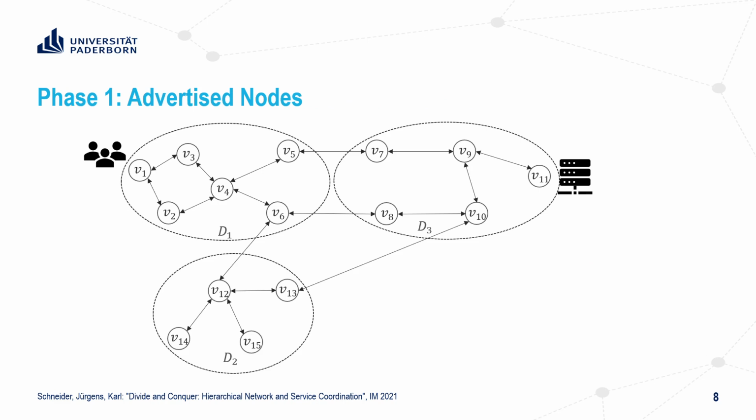So we're back at the initial network and we're in phase 1, and let's look at just domain D1 and see what we need to advertise here. So first of all, the nodes that we need to advertise are ingress, egress, and border nodes. We have the ingress node over here. We don't have an egress node here, but we have these 2 border nodes. So these 3 nodes is what we need to advertise.